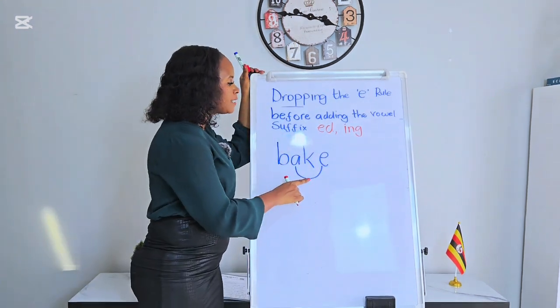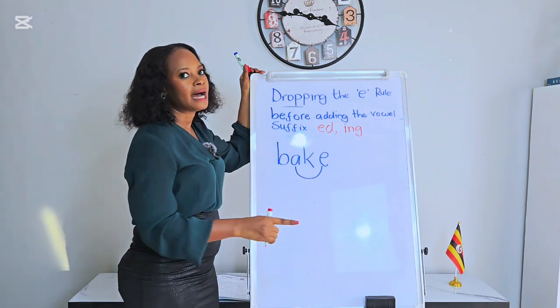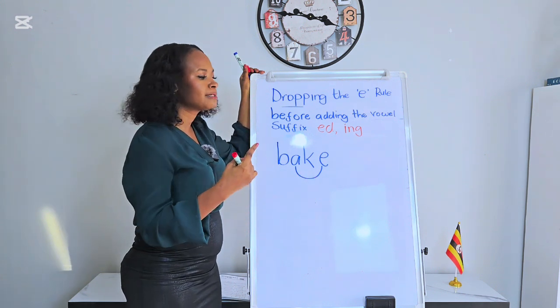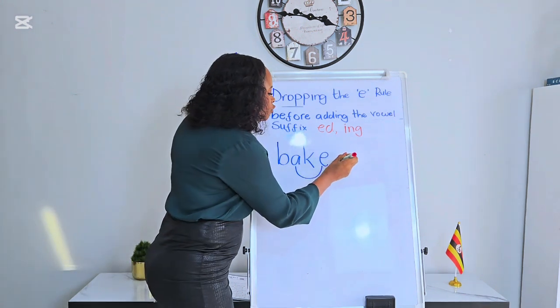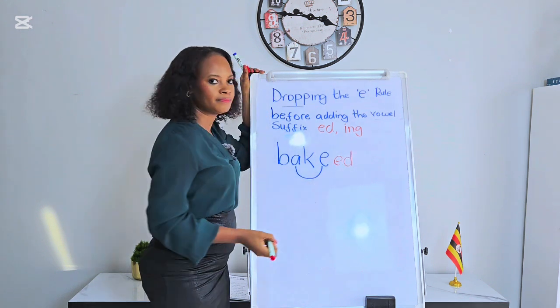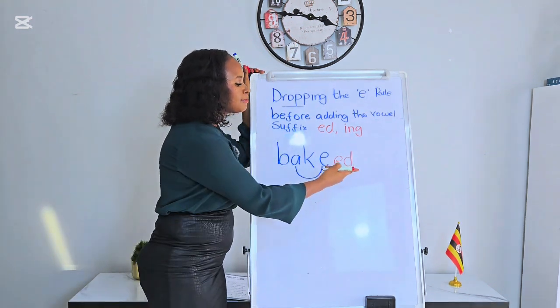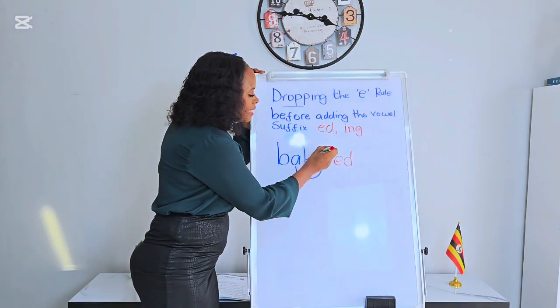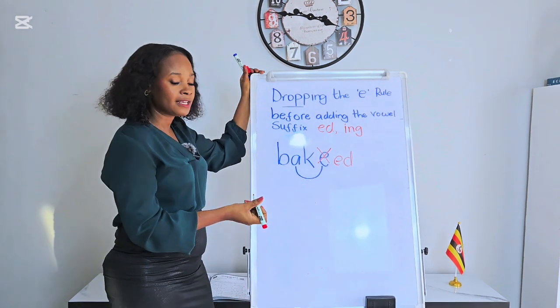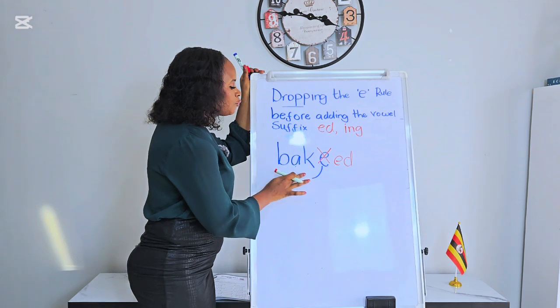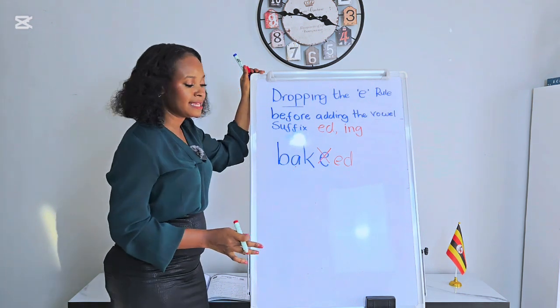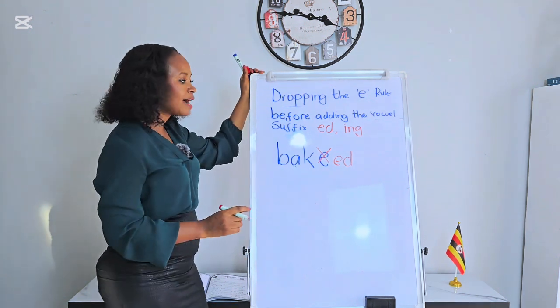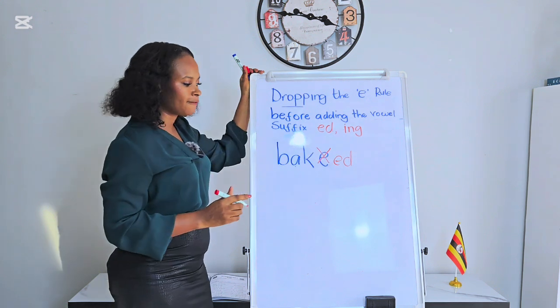Now, if I have the word bake, and I want to write it in past tense, which is baked, am I going to add ED? No, this will make the spelling wrong. I have to drop the E and then just add the suffix ED. That's what we mean by dropping the E. You drop the E on the base word and then add the vowel suffix.